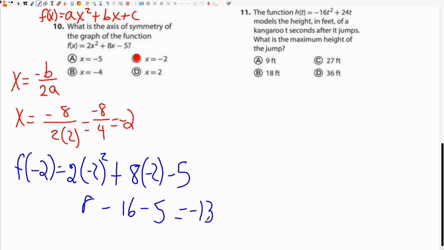So then we would have an ordered pair of negative 2, comma, negative 13. That would be the vertex. Okay? Oh, I messed up. So you'll either find the axis of symmetry or the vertex on that one. You need to be able to do both. Those are bonus questions. So number 11 will be a bonus question.